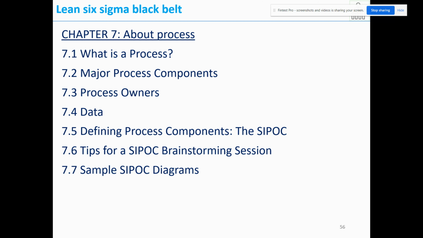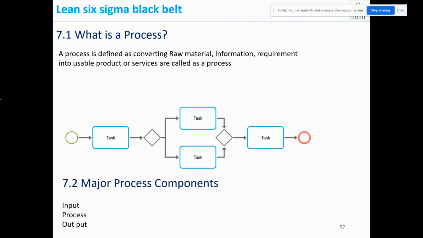So now let us start chapter 7, that is about the process. We're going to see what is a process, major process components, process owners, data, defining process component, the SIPOC, 7.6 tips for a SIPOC brainstorming session, then sample SIPOC diagrams. So these are the things we are going to cover under chapter 7 about the process.